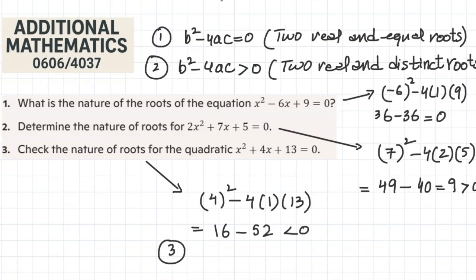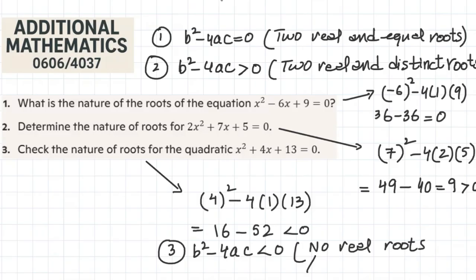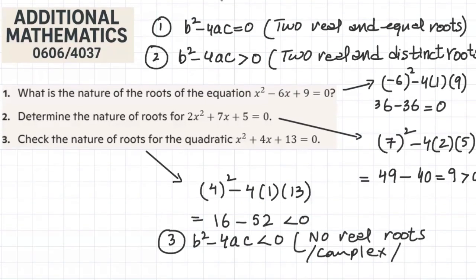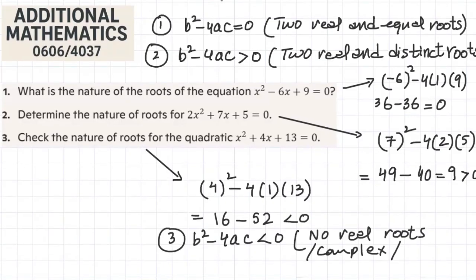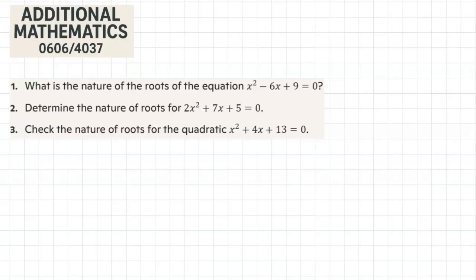Let me just write over here: whenever b squared minus 4ac has a negative value, you will have no real roots. There are other ways in which you can express this, like complex roots. You will study complex numbers in the later part in the A levels and even beyond. Right now you're not familiar with the word complex, so you can use imaginary roots.